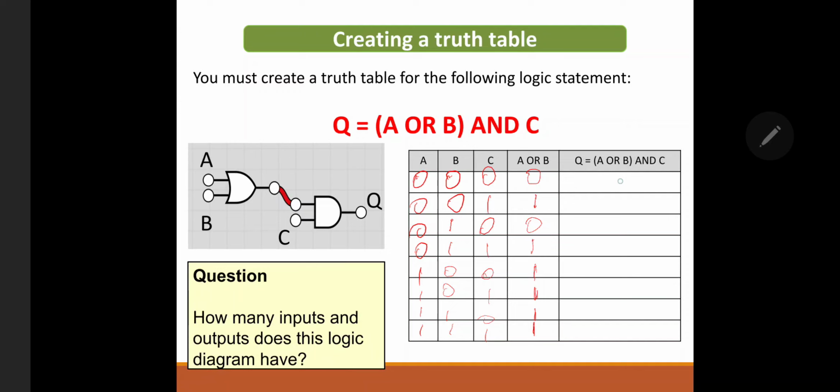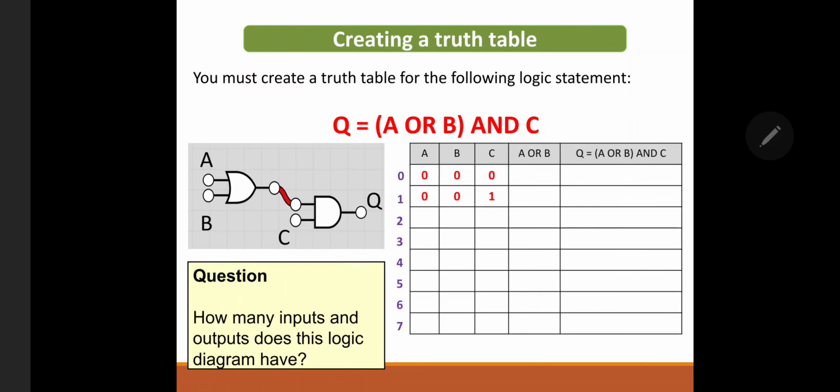So 0 and 0 equals 0. 1 and 1 equals 1. 0 and 0, 0, 1 and 1, 1. 0 and 1, 0, 1 and 1, 1. 0 and 0, 0 and 1, 0, 1 and 1, 1. Right? So that is it. I'm leaving this here so that you can try it for yourself.